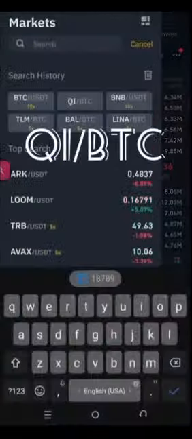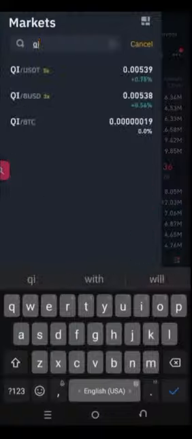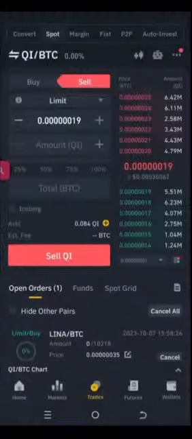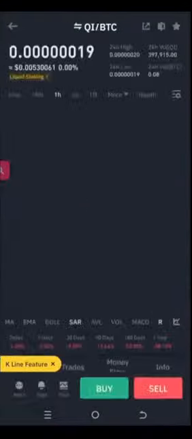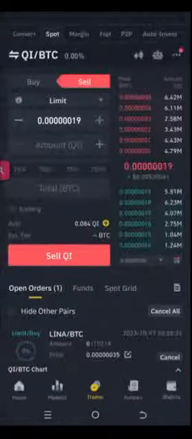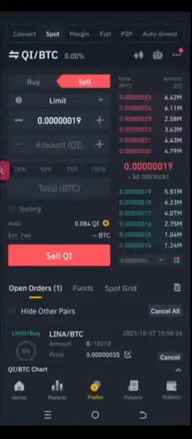So, I thought of doing QI BTC. Let's check on QI. QI BTC looks like it's on the low. Let me check the chart whether the next move is for it to go down lower. It might be and it might not be, but it's currently on the downtrend. We hope it's not going to shoot up high. But as you can see here, it's currently at 0.00019.